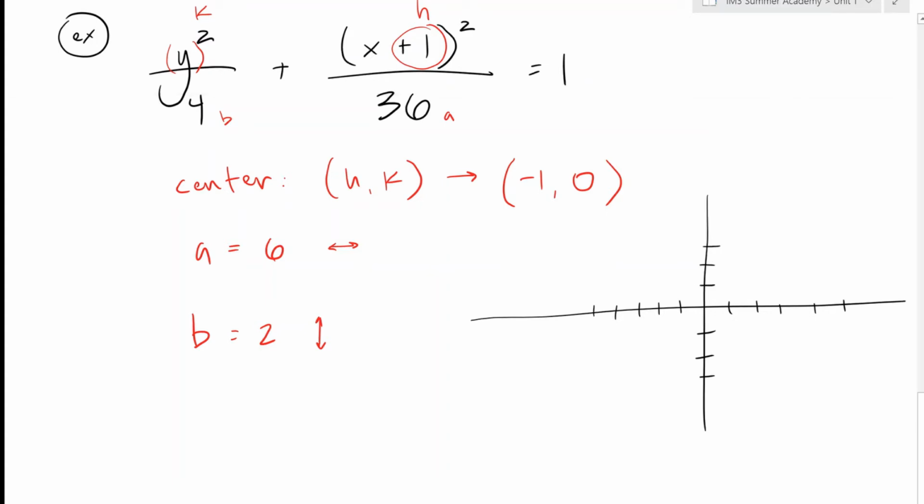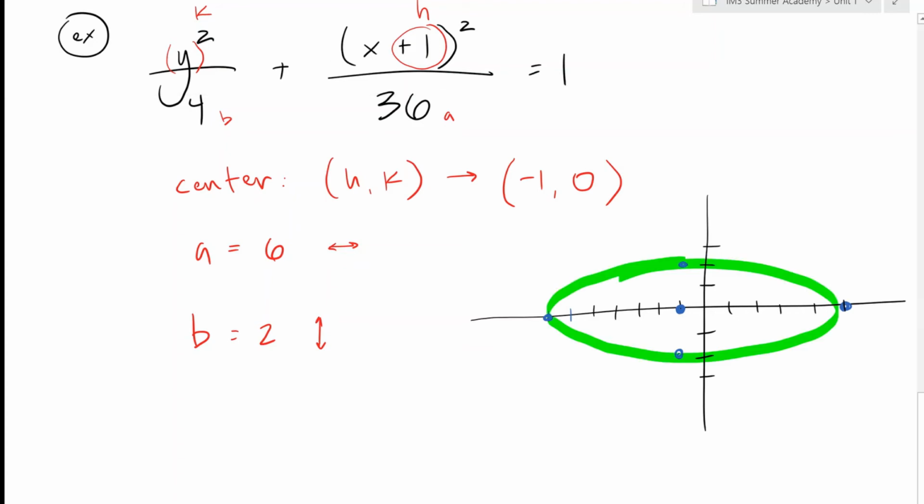So we're going to start at negative 1, 0. So that's right here. And let's follow my A and B. A, 6 to the side. 1, 2, 3, 4, 5, 6. You go 6 this way, that's 4, 5, 6. 2 up and down. 2 up, 2 down. So a nice long ellipse here. And I'm going to do my best to connect it.